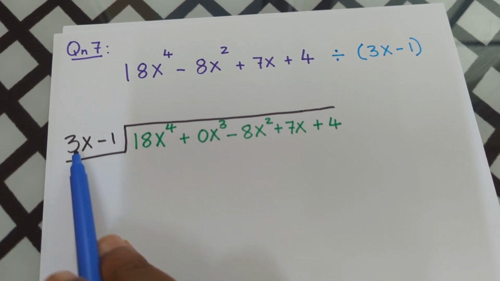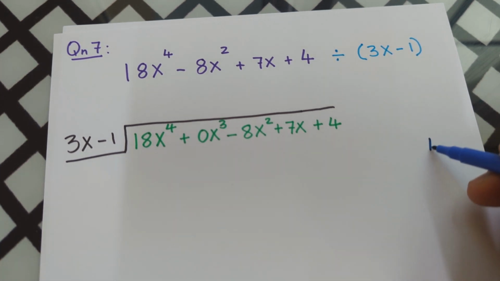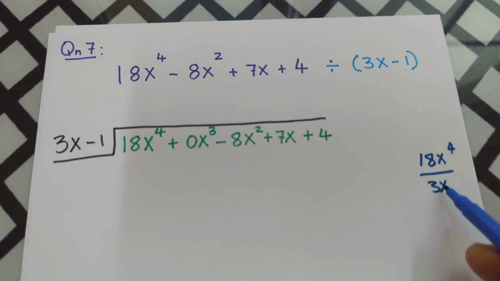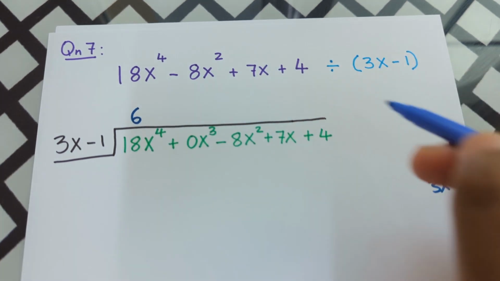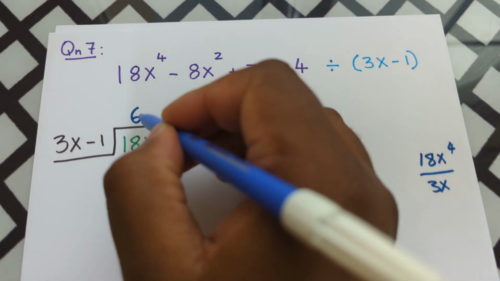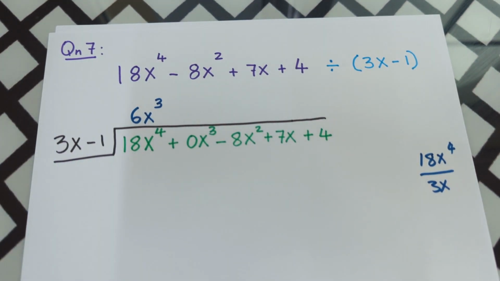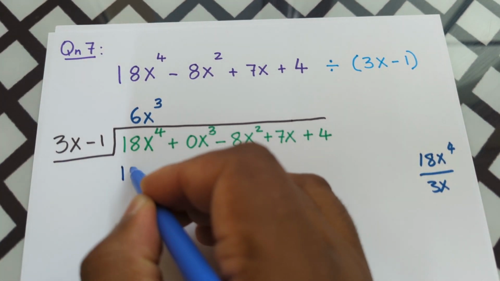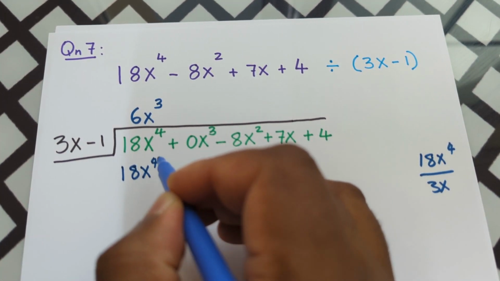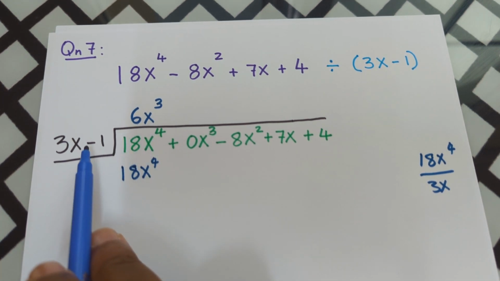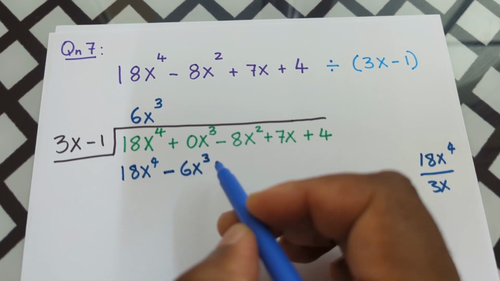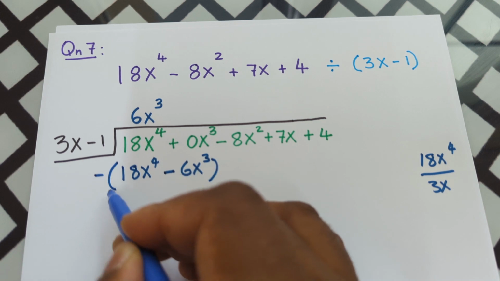18x to the power 4 divided by 3x. The 18 divided by 3 will give us 6. X to the power 4 divided by x, it will give us x to the power 3. And now we multiply 6x cubed multiplied by 3x. It will go back to 18x to the power 4. Then 6x cubed multiplied by negative 1, it will be negative 6x to the power 3. We put our brackets and we subtract.